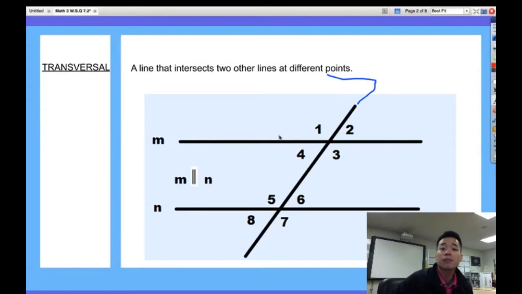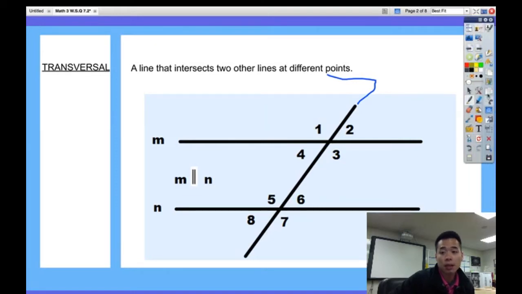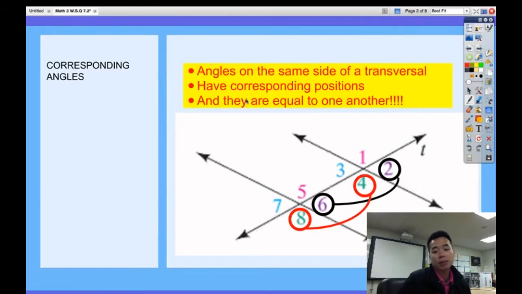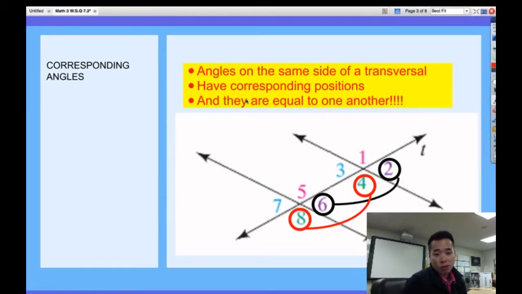Please pause it, copy down the definition: transversal, a line that intersects other lines at different points, and then draw this diagram. So pause it, and I will continue on. Next, corresponding angles. Corresponding angles are angles on the same side of the transversal and have corresponding position.